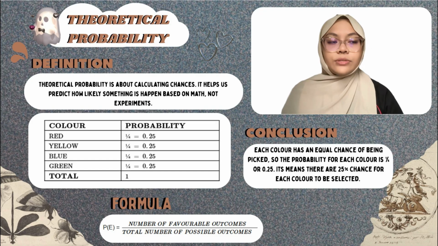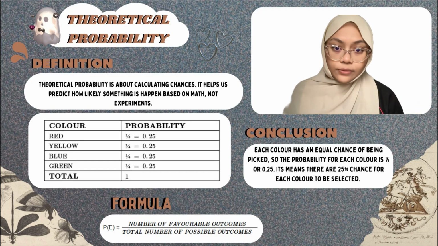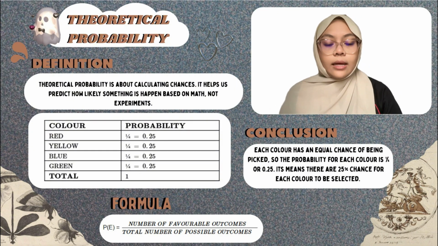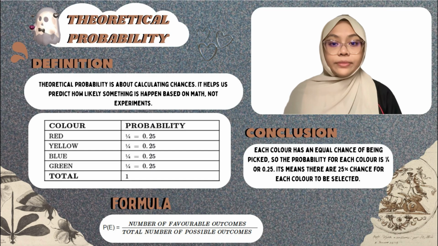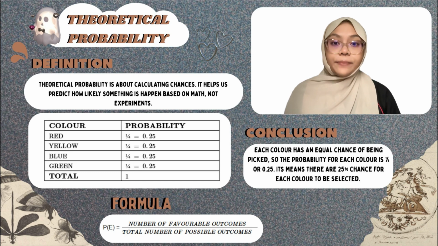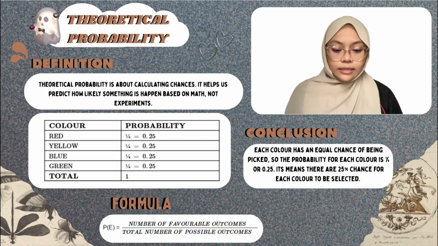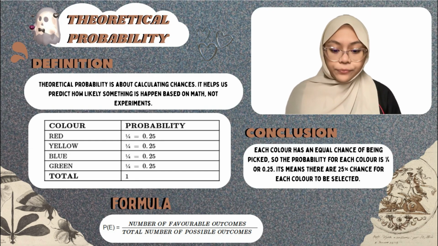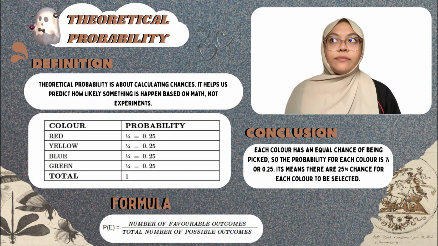And now let's see how we calculate it. We use the formula P(E) equals number of favorable outcomes over total number of possible outcomes. The conclusion from this calculation is that each color has an equal chance of being picked. So the probability of each color is 1 over 4, or 0.25. It means there is a 25% chance for each color to be selected.